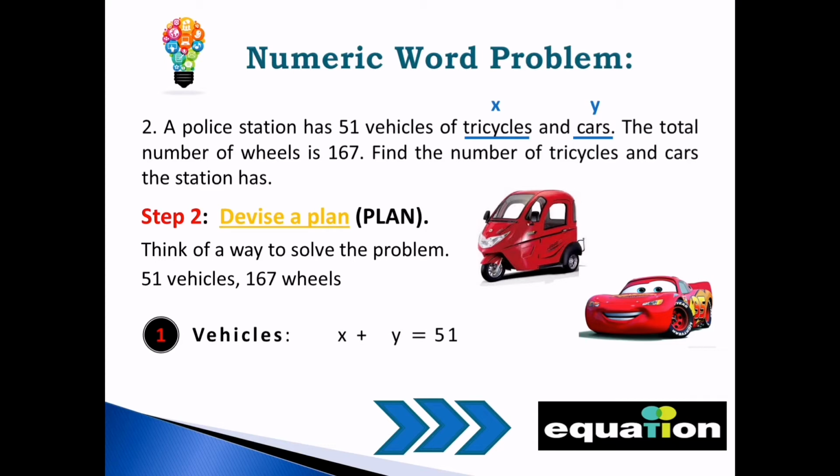Now, if we're going to add their wheels, we have 167. But the problem here is the tricycle has 3 wheels and the car has 4 wheels. So what we're going to do is multiply the tricycle by 3 and the car by 4 because that is the number of wheels in each vehicle. So we have now 3x plus 4y equals 167. So if we have the equations, it's enough to solve the value of x or the value of y.